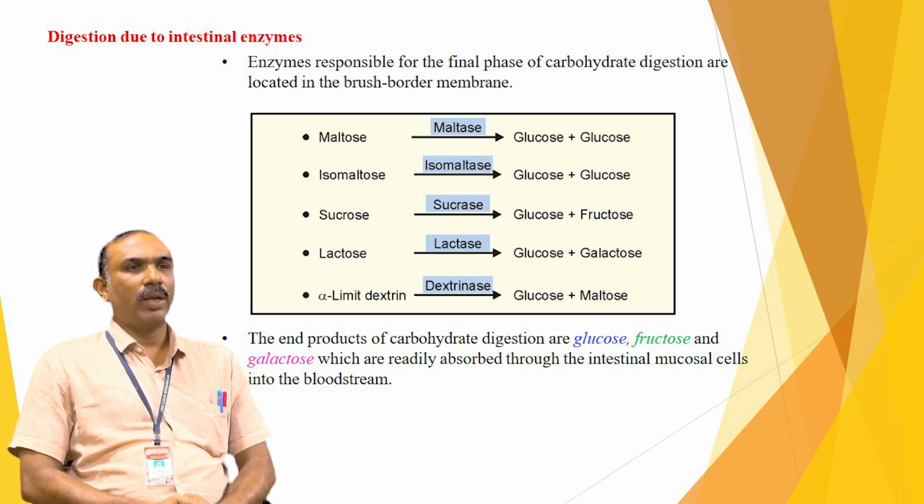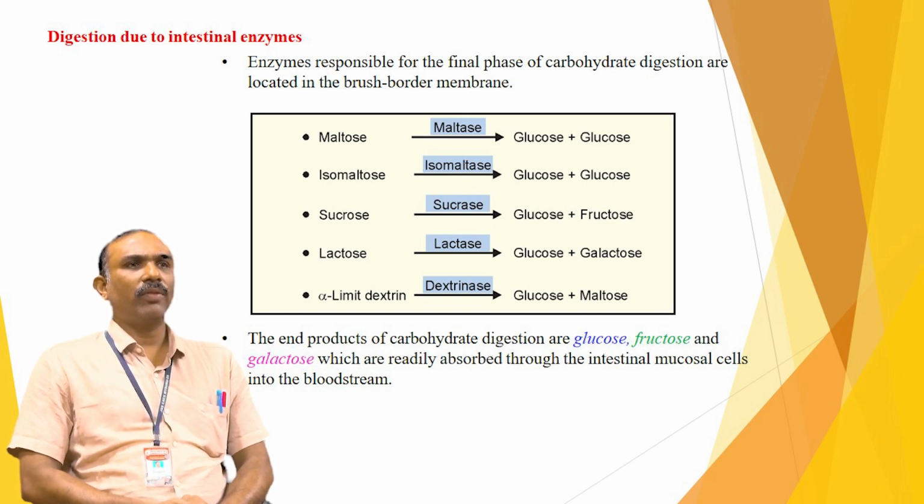Isomaltase also breaks down isomaltose into two molecules of glucose, that means into monosaccharides. Sucrose is broken down by sucrase, which gives rise to the monosaccharides glucose and fructose. Similarly, lactose is cleaved by the lactase enzyme to give rise to glucose and galactose, and the dextrinases cleave alpha limit dextrin into glucose and maltose.